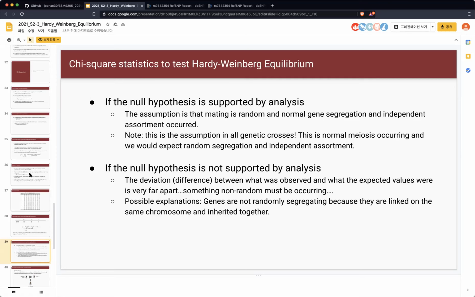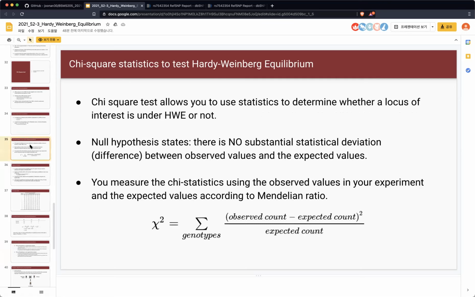We can clearly define the null hypothesis here: that there is no substantial statistical deviation between the observed variables and expected variables. I couldn't technically improve this definition more than this sentence, right? So please make this into your own words, and if you want to ask a question about that topic, then digest it in your own words and put it into your question. That would be much more helpful for your learning.